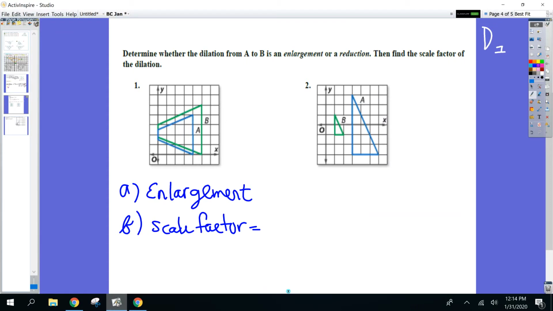Did you find the length of one of them? Okay, which one's 4 or which one's 5? Which figure? A is 4 and B is 5.